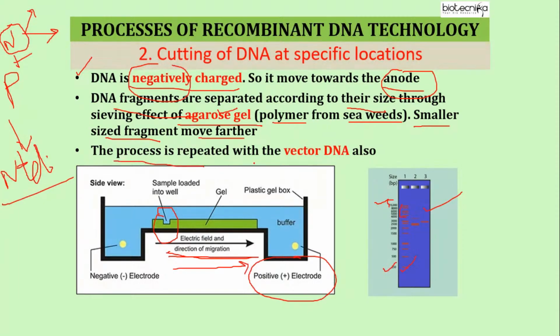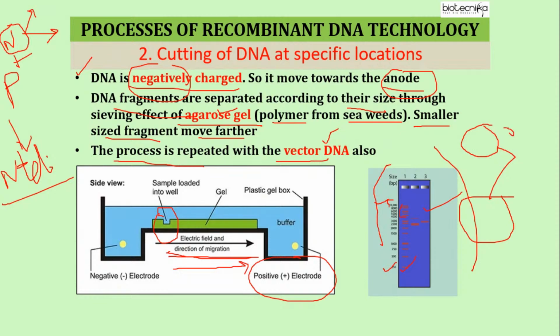So this process is repeated with the vector DNA. What we have done with the gene of interest, we have to repeat with the vector DNA, because we know that a vector is a carrier to carry the gene of interest into the host. So again, we have to digest this vector with the restriction enzyme, run this and resolve this. And once we get our desired gene of interest and vector, we will combine them. This is what is called rDNA, that is, we are creating recombinant DNA. We are cloning this gene of interest into a vector.